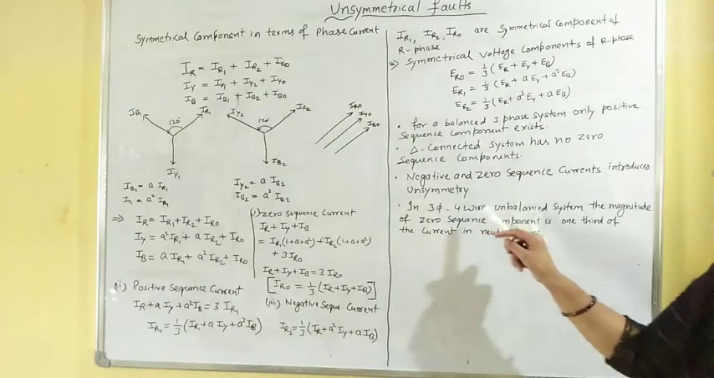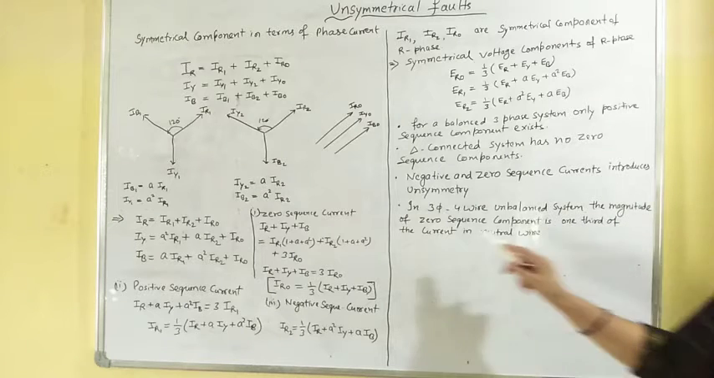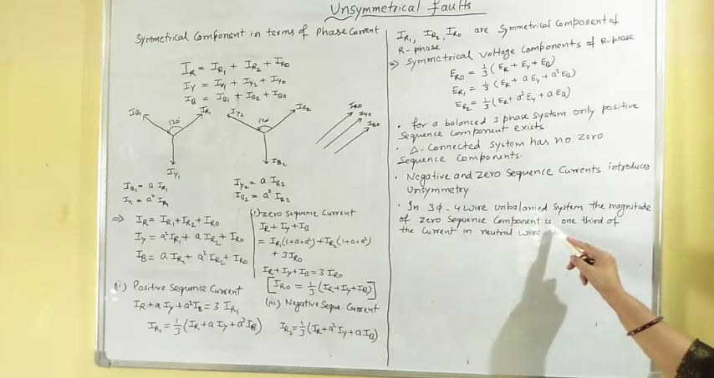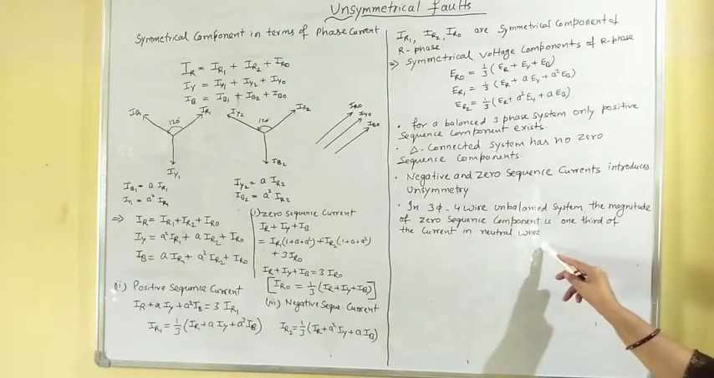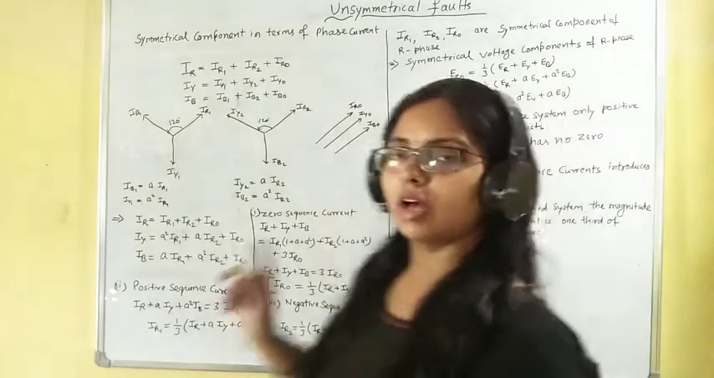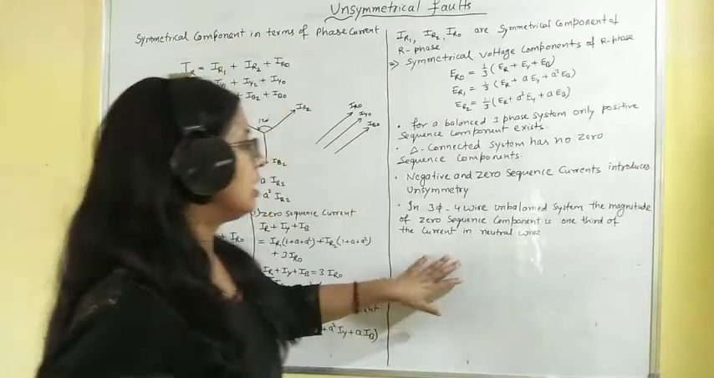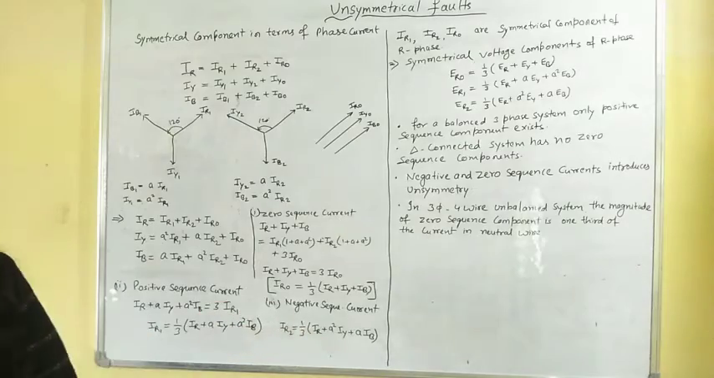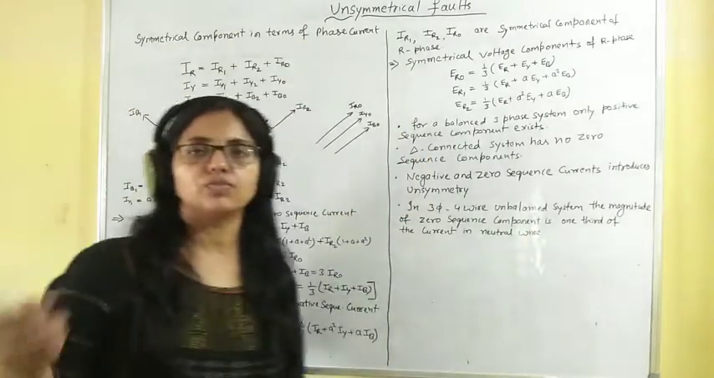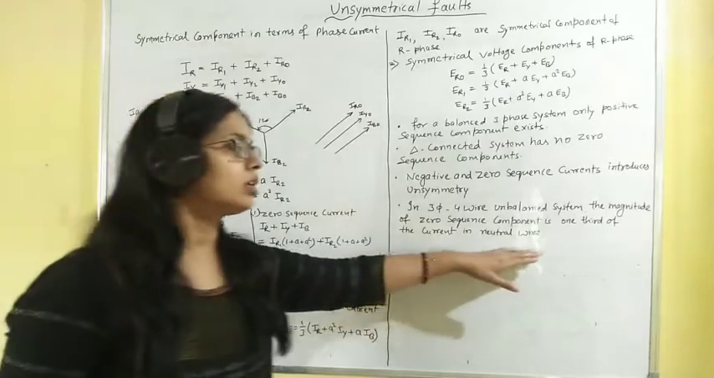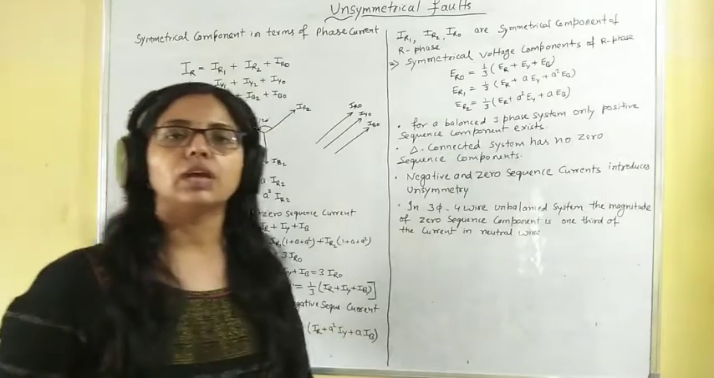Next, in a three-phase four-wire unbalanced system, the magnitude of the zero sequence component is 1/3 of the current in the neutral wire. This is just a formula, and we will use it in calculations: for a three-phase four-wire system, the zero sequence component is always 1/3 of the neutral wire current. Thank you. Now next we will do calculations.